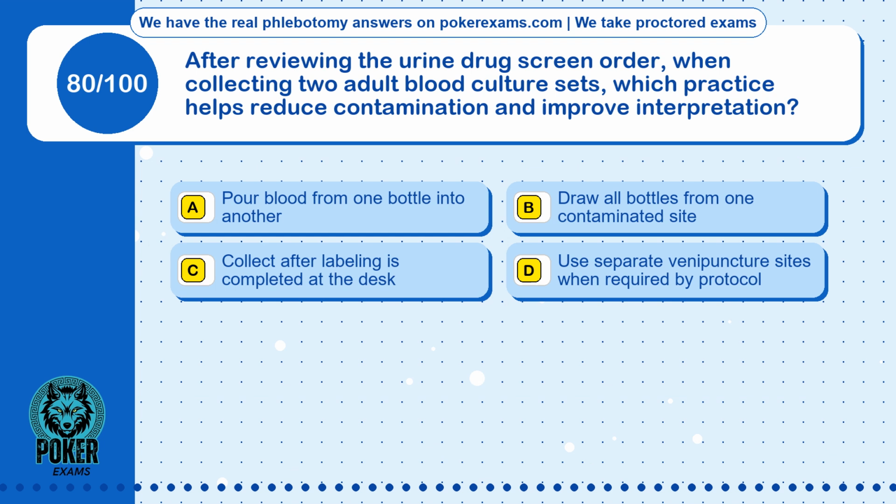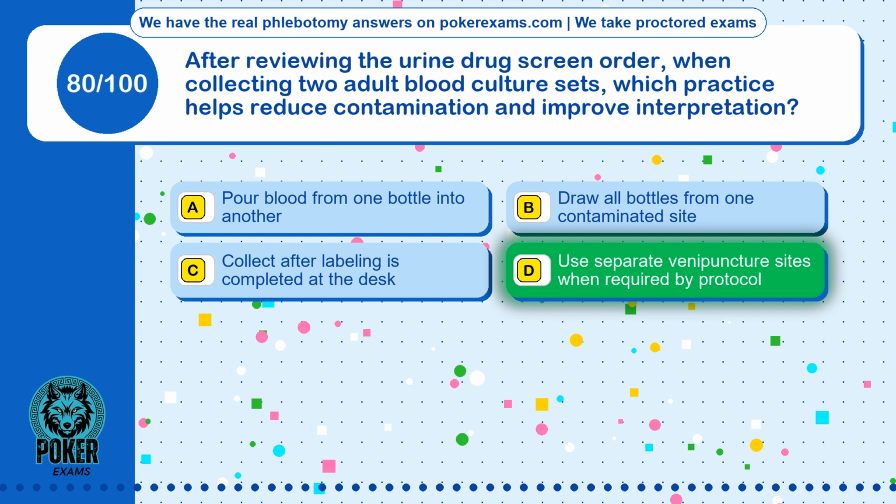Question 80. After reviewing the urine drug screen order, when collecting 2 adult blood culture sets, which practice helps reduce contamination and improve interpretation? Option A. Pour blood from one bottle into another. Option B. Draw all bottles from one contaminated site. Option C. Collect after labeling is completed at the desk. Option D. Use separate venipuncture sites when required by protocol.